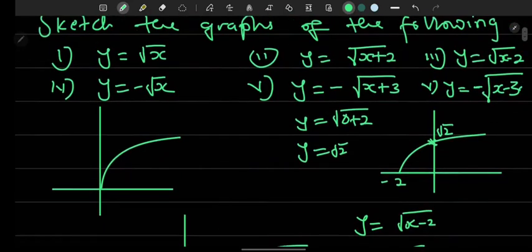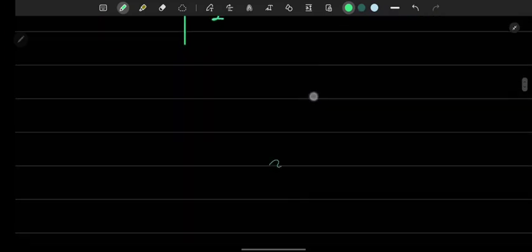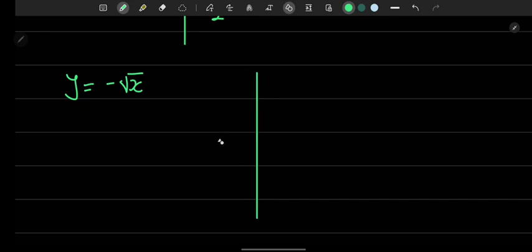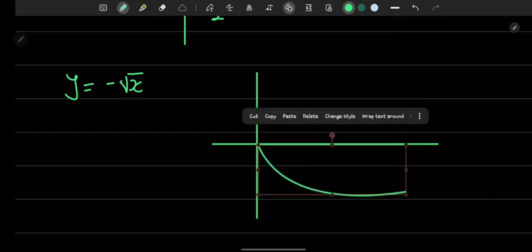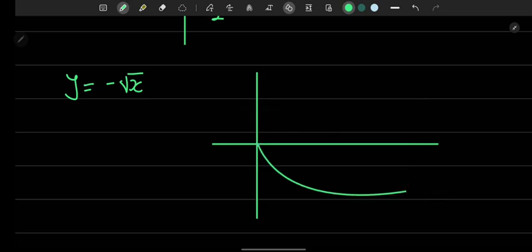Okay, let's consider the next examples, which are under reflection. Remember, this can be obtained from square root of x. So y equals minus root x is a reflection of root x along the x-axis, and we're going to have something like this. So this is the graph of y equals minus root x.